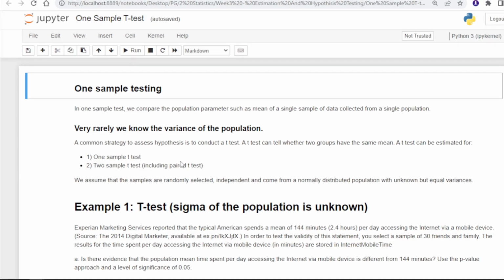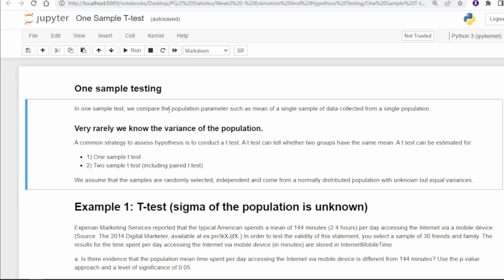Hi friends, so now we will see the t-test that we have in statistics. What basically happens is when we compare a population parameter, such as the mean of a single sample of data collected from a single population, that is our sample test. That happens very rarely, when we know the variance of the population. So a common strategy to assess hypotheses is to conduct a t-test. A t-test can basically tell whether two groups have the same mean or not.